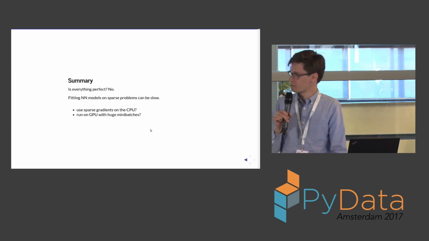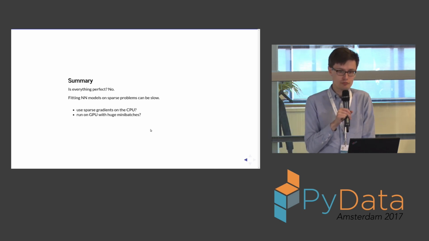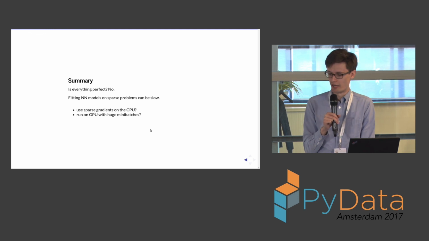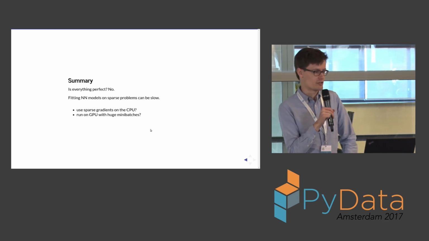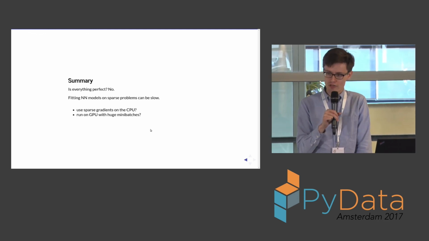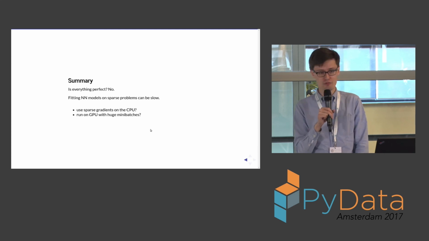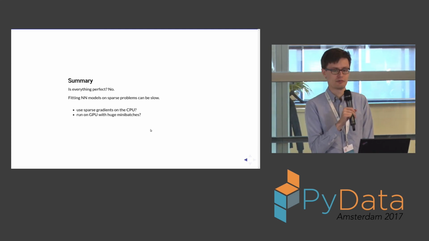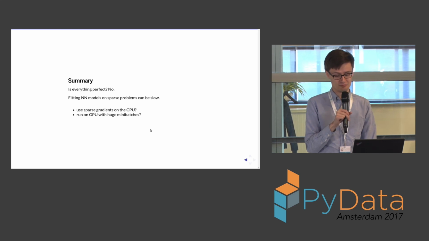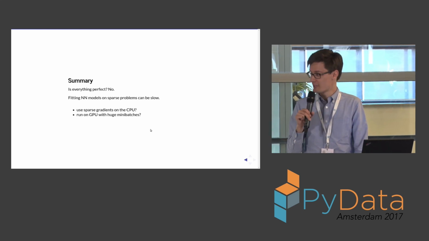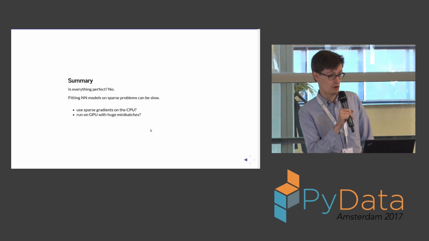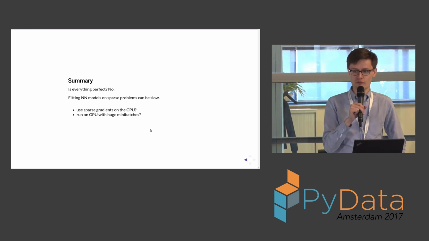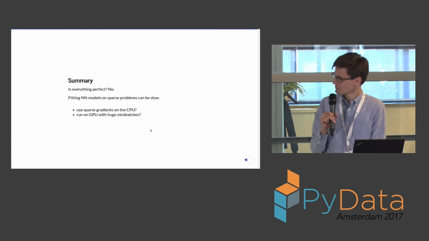One alternative is, well, maybe you can run it on GPU with huge mini batches. So in other problems, maybe your mini batches are 64 or 128 large. In this case, well, maybe you want to run a mini batch of 8,000 examples at one time. Maybe that's the right way of treating sparsity, because your parameter updates are sparse, so maybe it doesn't matter if you run huge mini batches. And that actually works quite well.